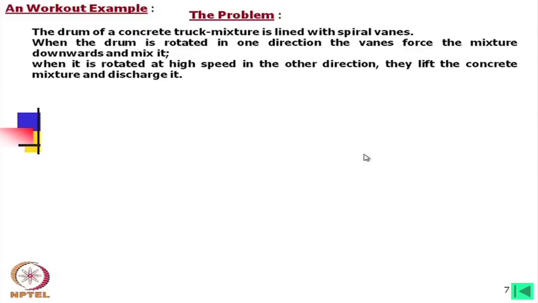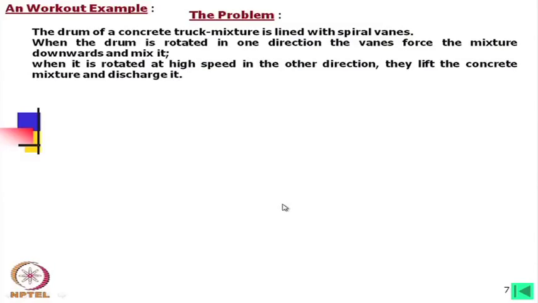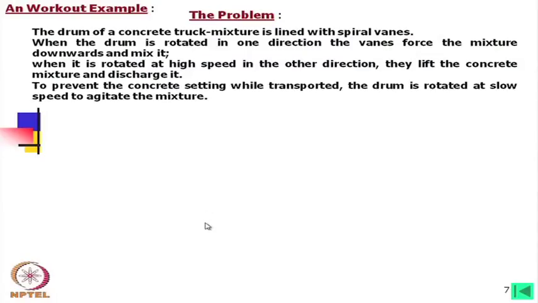Now, for unloading, it is rotated at high speed in the other direction, and the vanes lift the concrete mixture and discharge it. At one place it is being mixed, then it is being carried, and then it is being mixed, going up and down. A little arrangement I cannot explain here, but it is like that. However, while it is carrying, it should only just move, so that we are just mixing like this, the vanes rotating inside, and the concrete is not allowed to coagulate. That is called agitating speed.